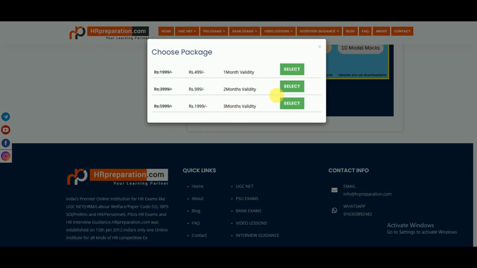You may get confused about which package you need to subscribe to. Here you can find different packages or validity courses: 1 month validity, 2 months validity, 3 months validity. If you're already preparing for quite long or the exam will be held in 30 days, then go with the 1 month validity course. It's to just polish your knowledge before the exam. If you want to start preparation from scratch or from basic level, then go with the 2 months or 3 months validity course, depending on your need or exam date.